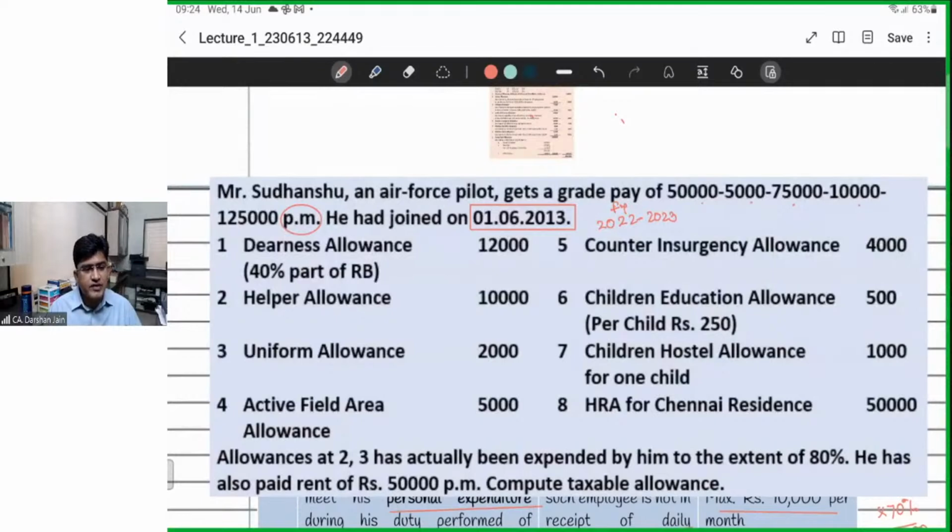Darshan says it's 1,25,000 per month. Well, Darshan, you need to reconsider your working. The grade pay system, for those who are not aware of it, I'll explain in a short while. But for the timing, just have a look at it.